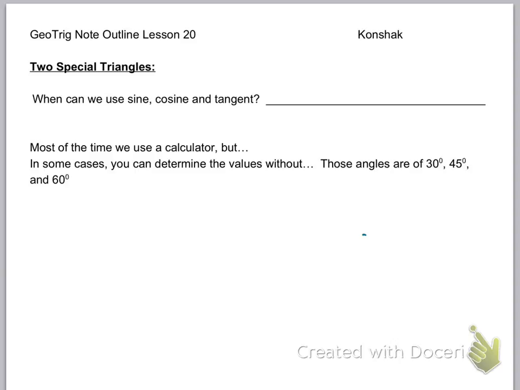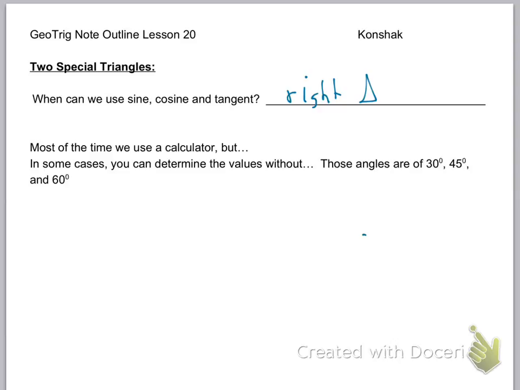So today we're going to focus on two special triangles, but before we start that, it says, when can we actually use sine, cosine, and tangent? It only works on certain things. When does it only work? On right triangles. It only works on right triangles, again, to either find an angle or to find sides, given one of the sides.